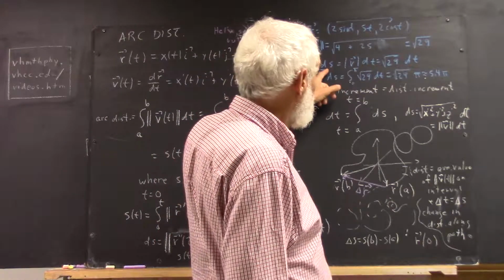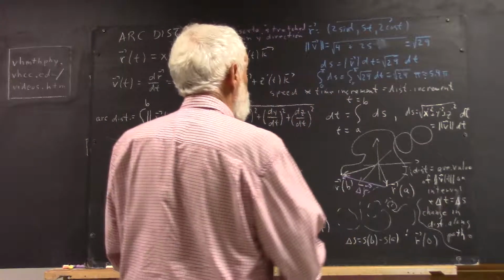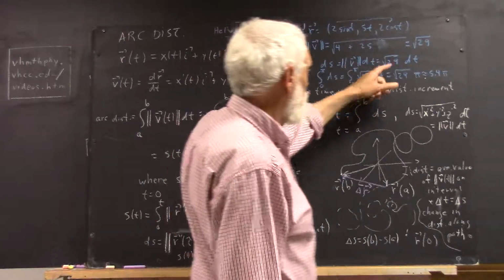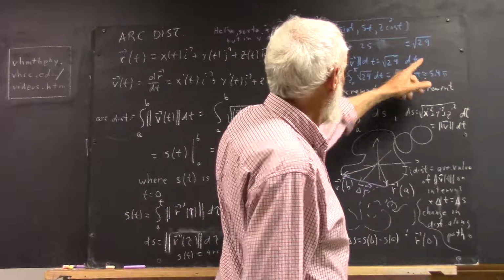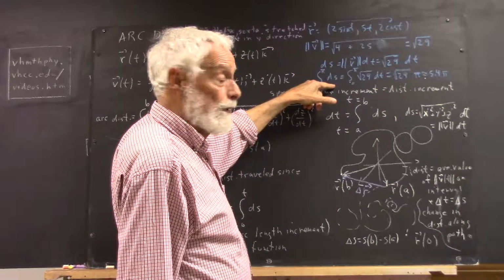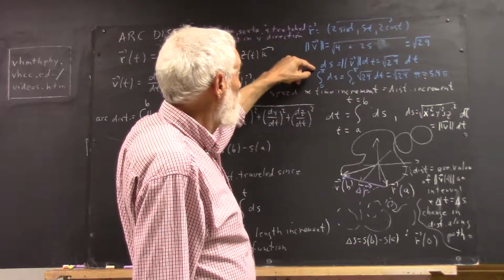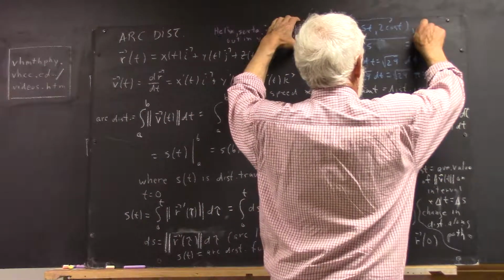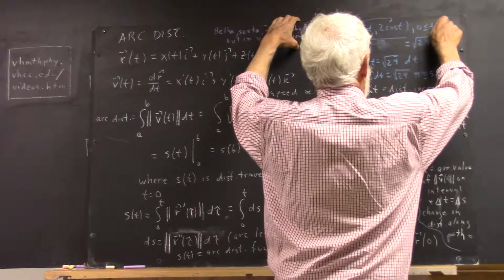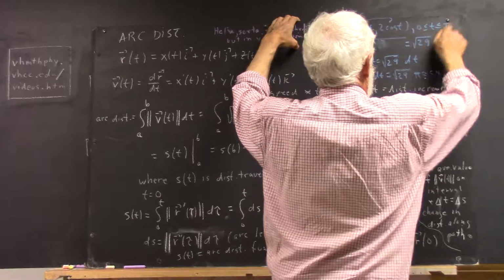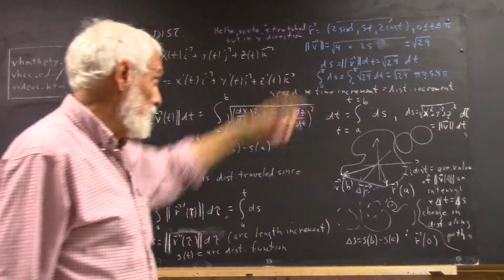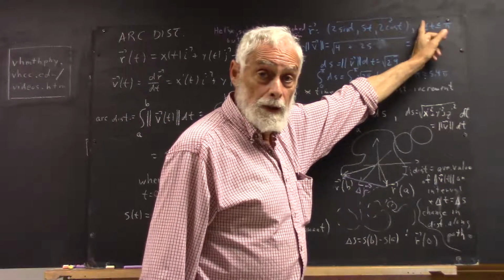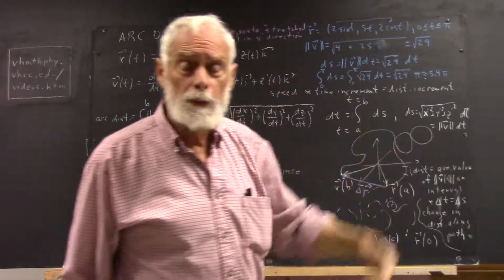So what do we do? Our ds is our magnitude of v times dt, which is square root of 29 dt. We integrate ds from t equals 0 to t equals pi. And I didn't specify that, although I think we stated it. Matter of fact, this came directly from the book, and it was stated in the book, but let's take it here, okay? From t equals 0 to t equals pi, how far do we travel?